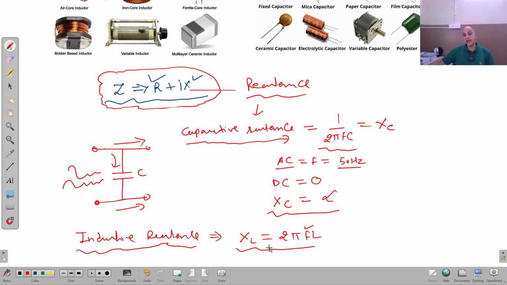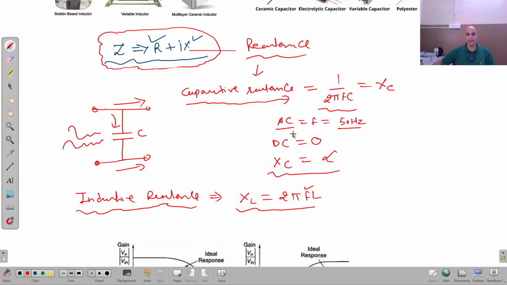Now, if I am taking AC, we know very well for AC we have some value of frequency here. So obviously XL will have some value depending upon the frequency. But if I take DC, for DC XL will be equal to 0 because frequency is 0. It means it is offering no impedance for the flow of DC, but it is offering a very high impedance for the flow of AC.